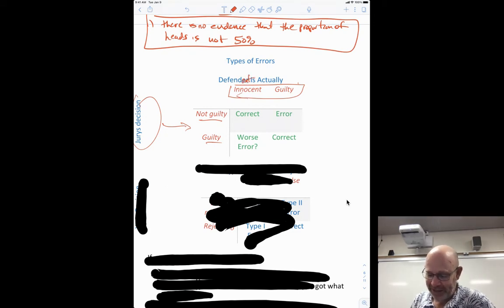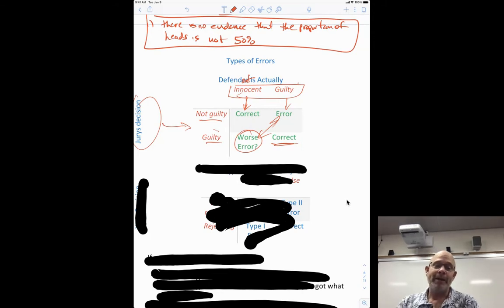If the defendant is innocent and they said not guilty, they got it right. Hey, awesome. But if the defendant was guilty and they said not guilty, they made an error. And then if the defendant is innocent and they said he was guilty, they made another error. And if the defendant was guilty and they said guilty, they got it right. Okay, so there's four possible outcomes, just like our hypothesis.